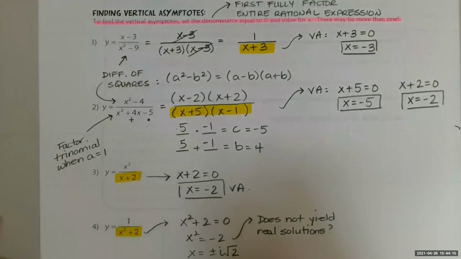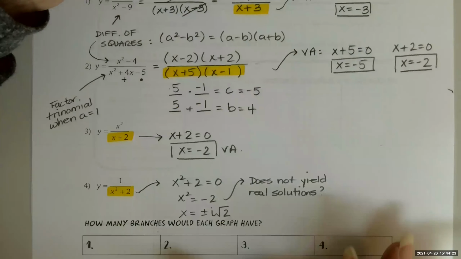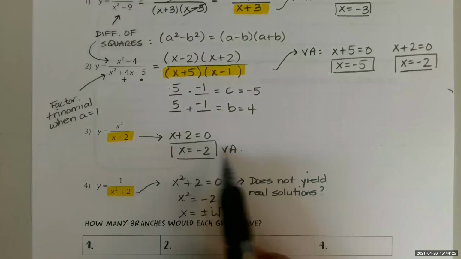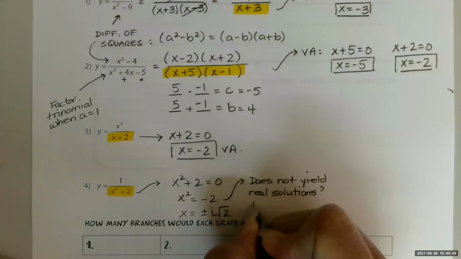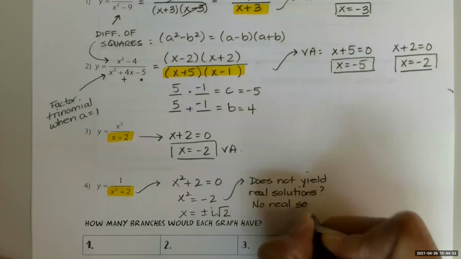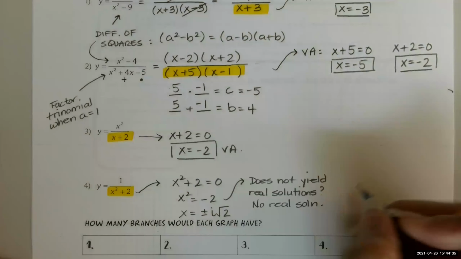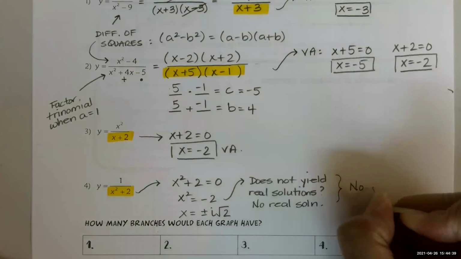Another way to explain it is no number squared will end up giving you a negative answer for real numbers. So this here is a no real solution answer. And because it's a no real solution answer, you will tell me that there are no vertical asymptotes for this particular problem.